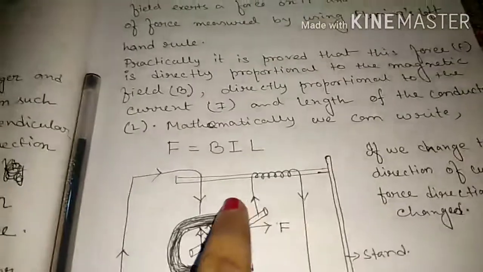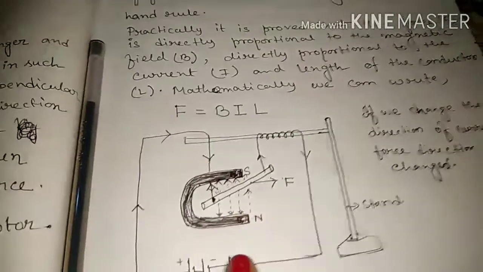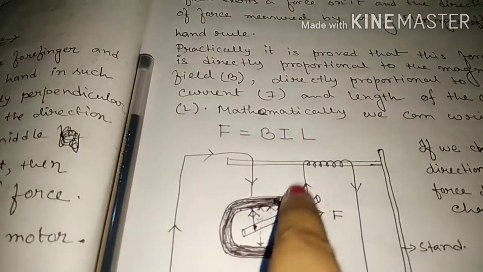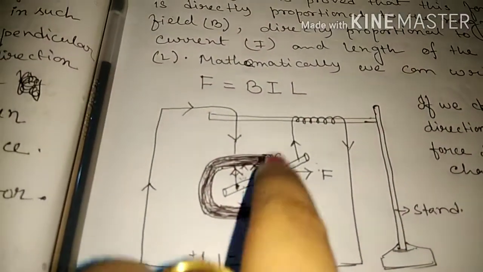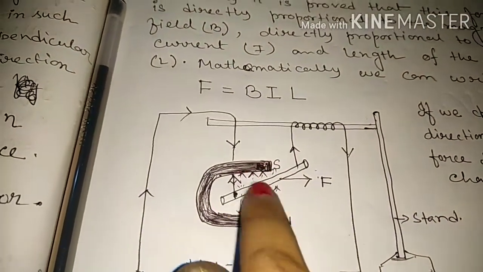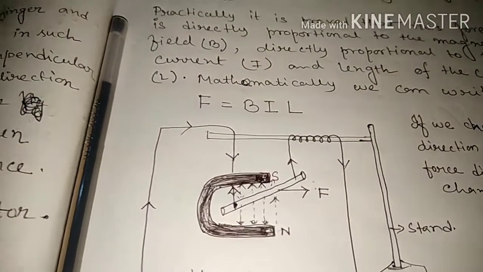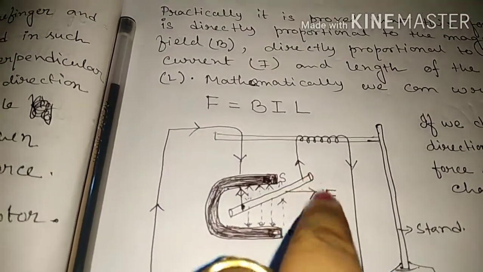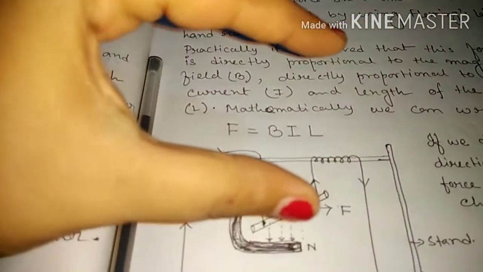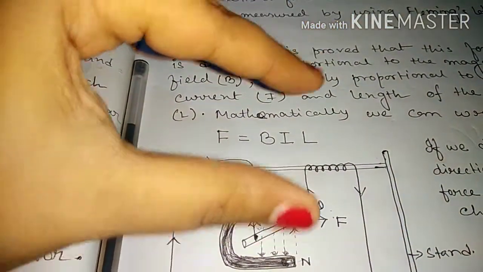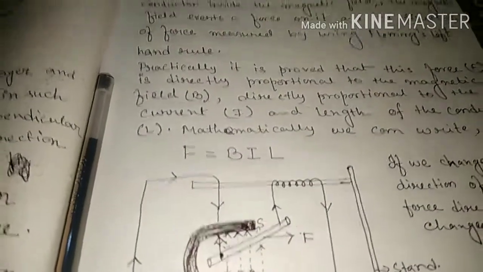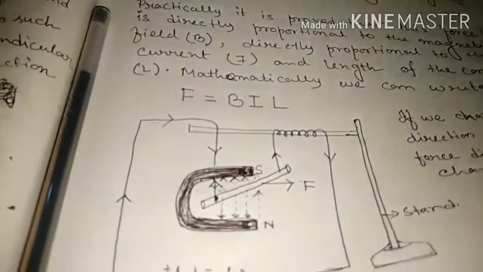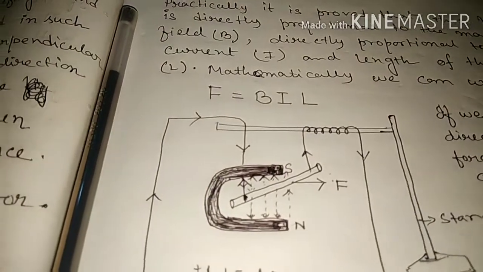So here we consider one horseshoe magnet. This is the north pole and this is the south pole. In which direction is the magnetic field exerted? We know that it is from north pole to south pole, and it is denoted by an arrow sign. The dotted line is the magnetic field. Now we place a conductor inside this magnetic field, perpendicular to the magnetic field.